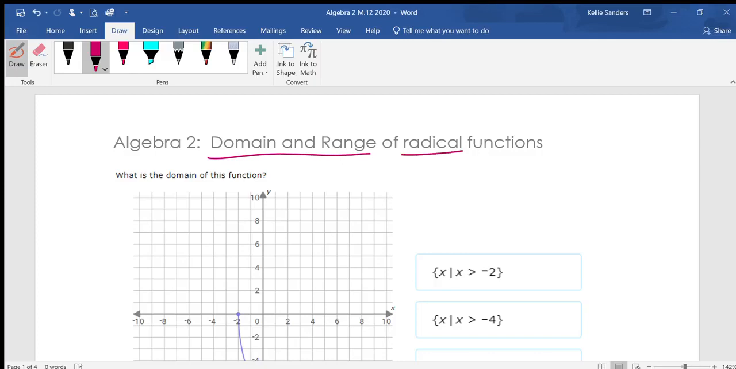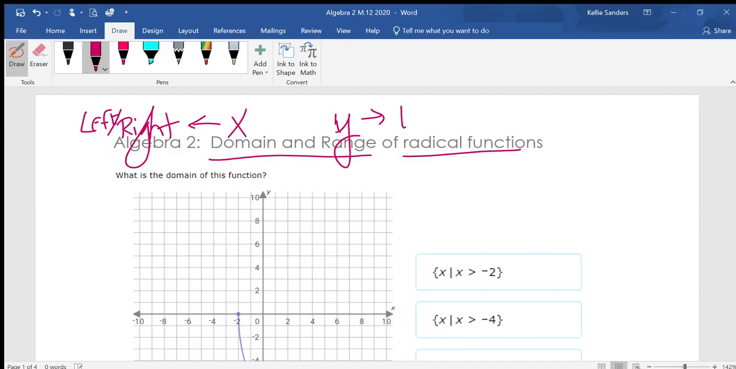Domain and range of radical functions. The domain is always the x's. The x's go left or right. The range are the y's, and the y's go up and down. If you know that, then you're going to be okay with this lesson.